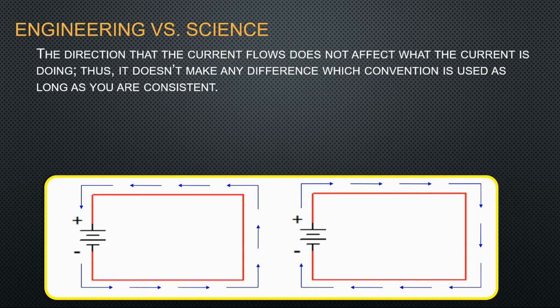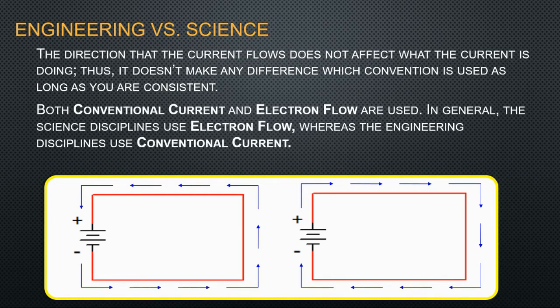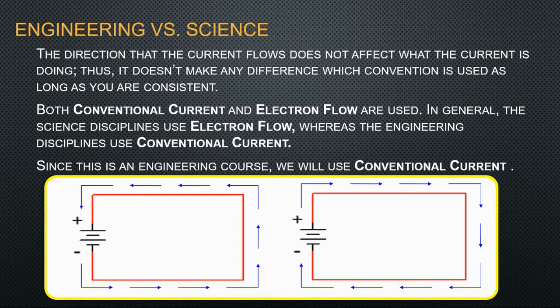Electricity moves through a circuit instantaneously, so it doesn't matter whether we think of current flowing from positive to negative or negative to positive, as long as we are consistent. Both conventional current and electron flow models are used, so it's common to see circuits diagrammed in both ways. Science disciplines tend to use electron flow, whereas engineering disciplines use conventional current. Since this is an engineering course, we'll be trying to stick to conventional current.